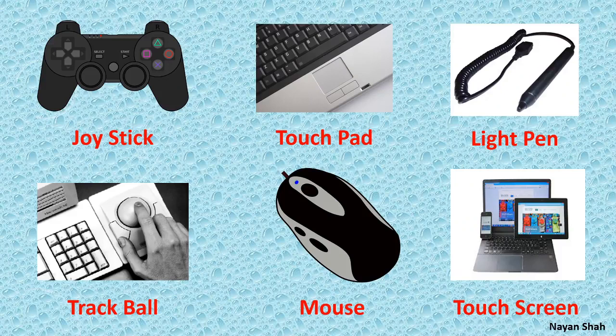Trackball, not very popular, but it is also something like touchpad, but there is a ball which we track, and accordingly the mouse pointer will move on screen. Mouse you are very much familiar with, and touch screen also you are familiar with, because most of you are using mobile, so mobile has got touch screen. So these are the other input devices.